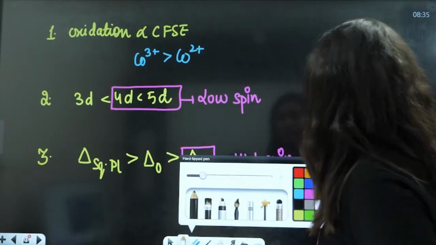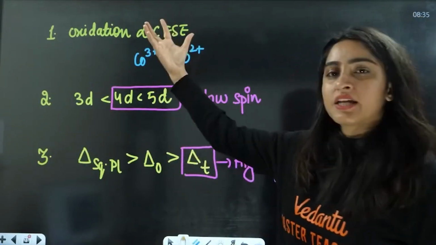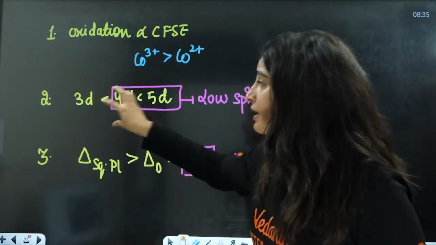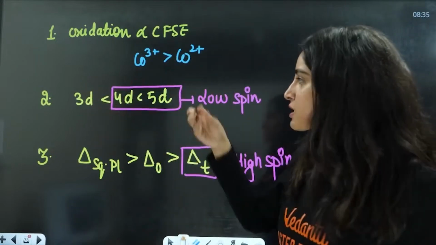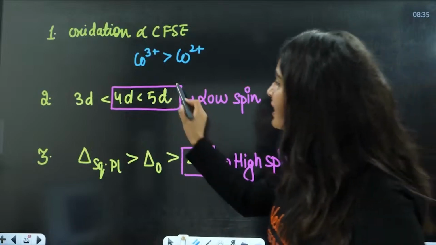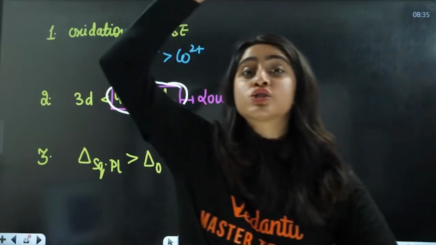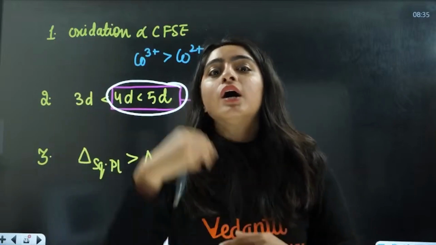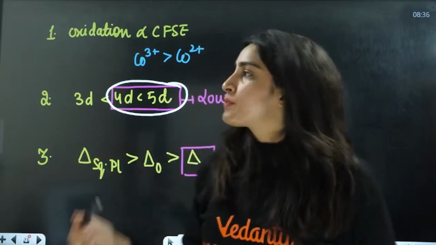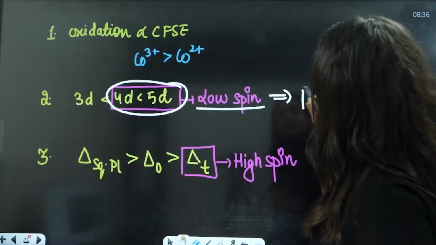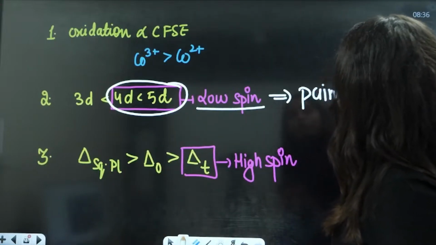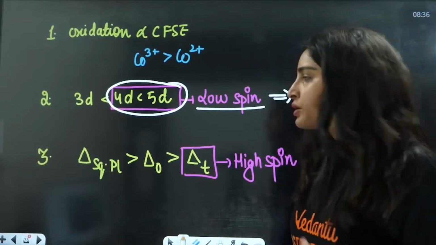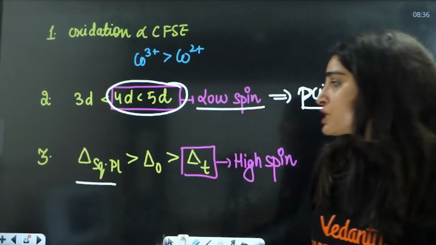Next is the dependency of CFSE. The higher the oxidation state, the higher the CFSE. Also, 3d has less CFSE as compared to 4d and 5d. For 4d and 5d, the CFSE is so large that it is very difficult to keep electrons unpaired, so there will always be pairing and they will always form low spin complexes.